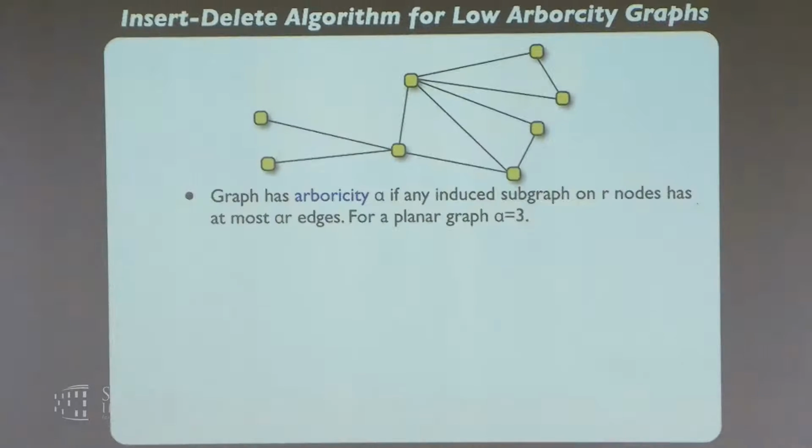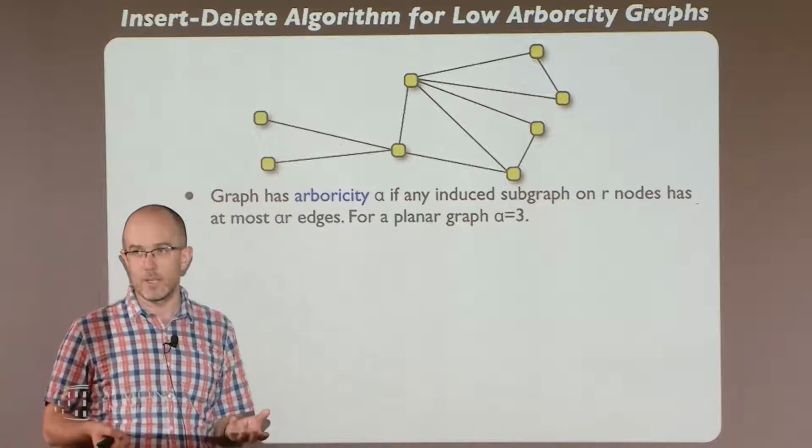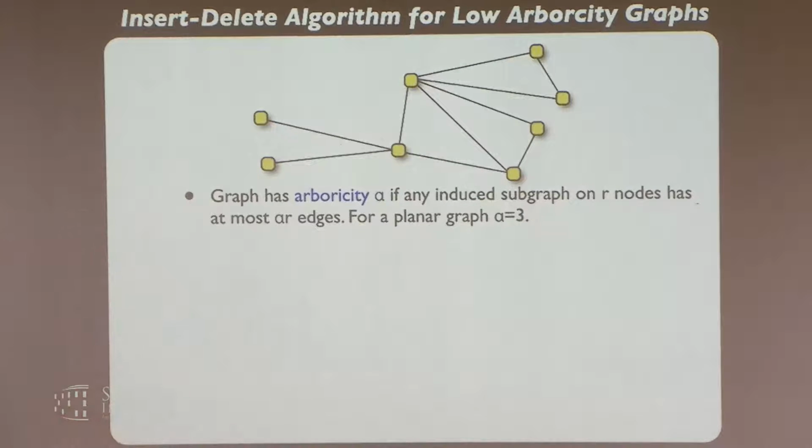So if the matching is small, we're fine. The other case where we can do something interesting is for low arboricity graphs. A graph has arboricity alpha if any induced subgraph on r nodes has at most alpha r edges. For example, people are familiar with planar graphs. A planar graph has arboricity 3.